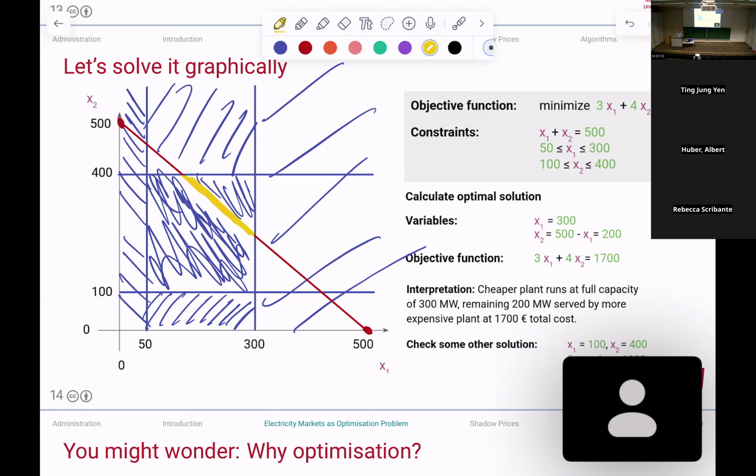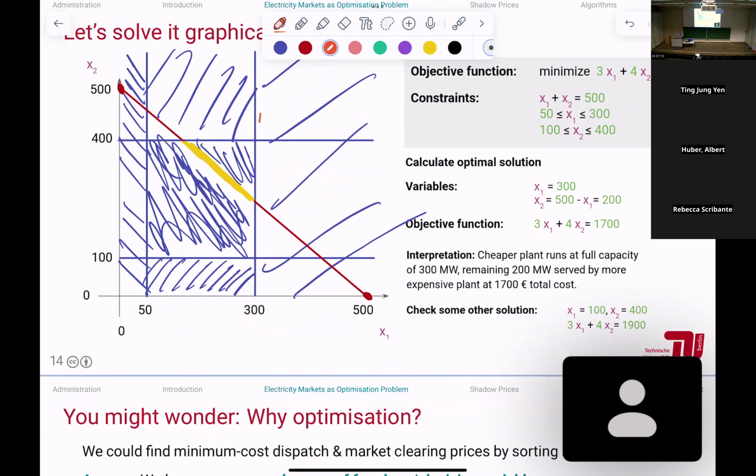Where on this line? Well, our objective is 3x1 plus 4x2. So that has a slope that looks a bit like this. So this is the kind of direction of optimization.